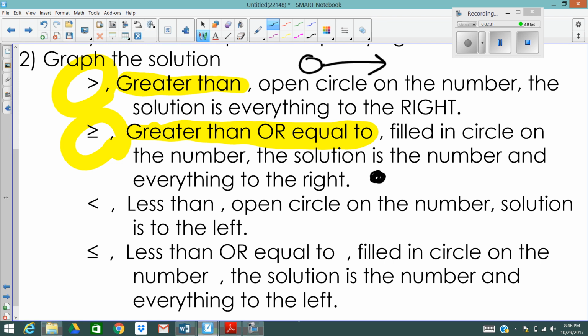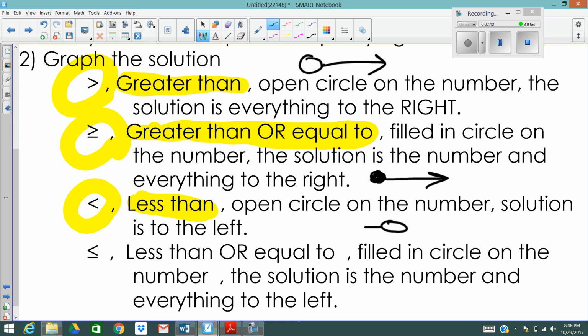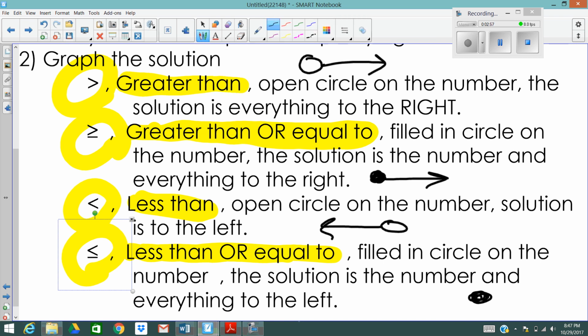So we'll have a filled in circle above our number, and then the solution's everything to the right as well as the number itself. If we see this sign, that's our less than sign, and we'll have an open circle, and our solution will be everything to the left, everything that's smaller than that number. And if you see this sign, that means less than or equal to, so we will have a filled in circle because our number is part of the solution, and everything less than that, so everything to the left.